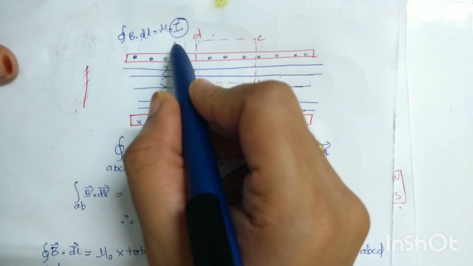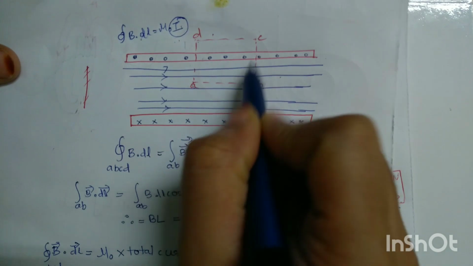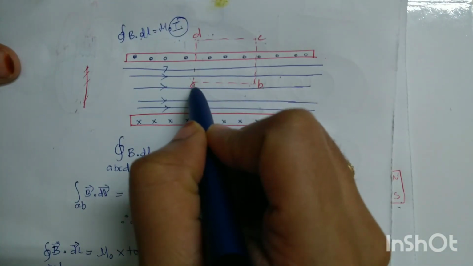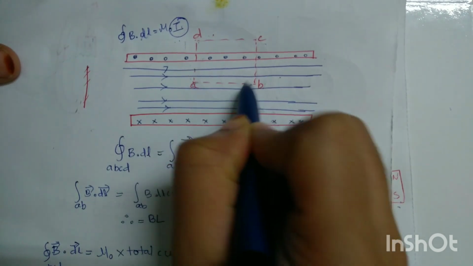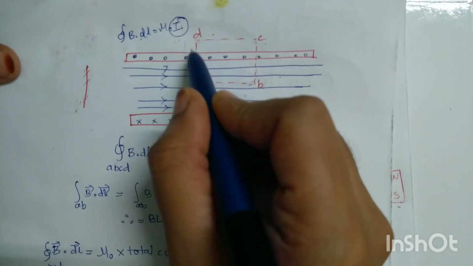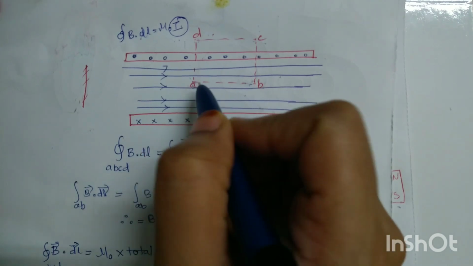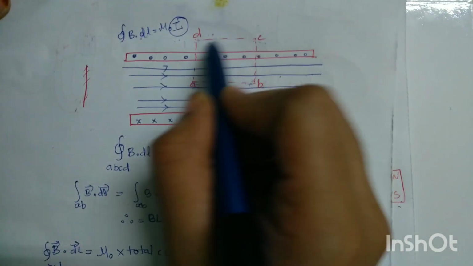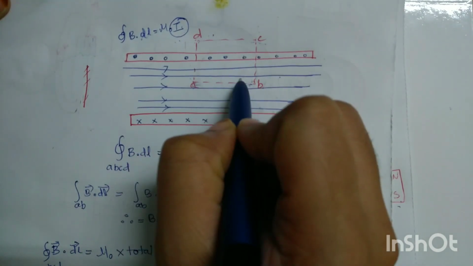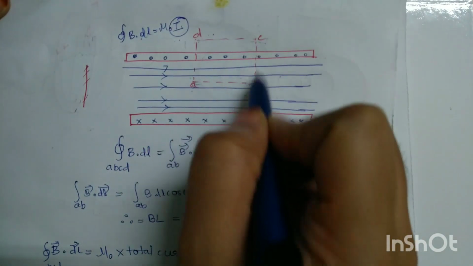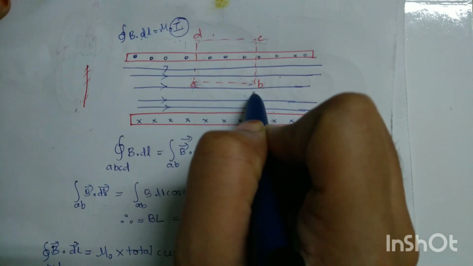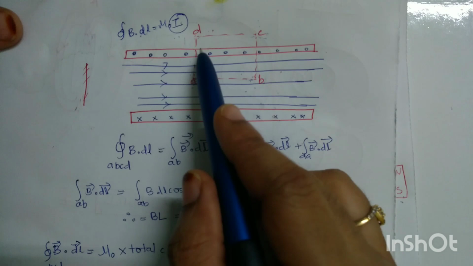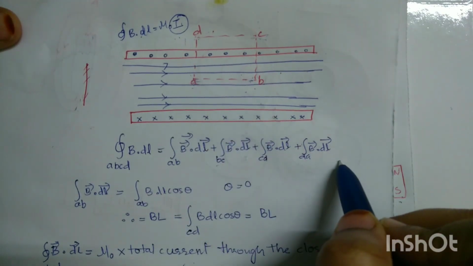Now here we have A, B, C, D. This loop ABCD can be split into AB, then BC, then CD, and DA. Here it is very clearly evident that AB and DC are parallel to the magnetic field lines, whereas DA and CB are perpendicular to the magnetic field lines. So the whole integral over this rectangular loop can be split in this way.